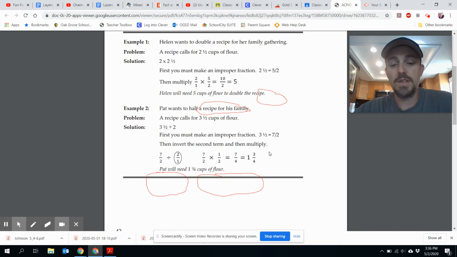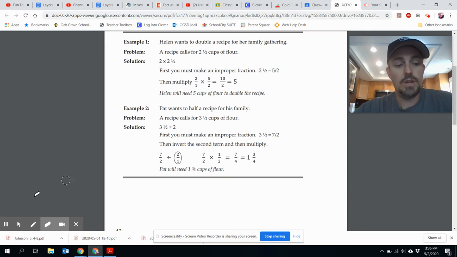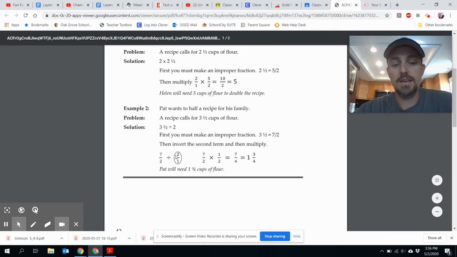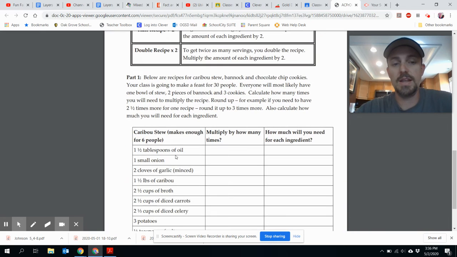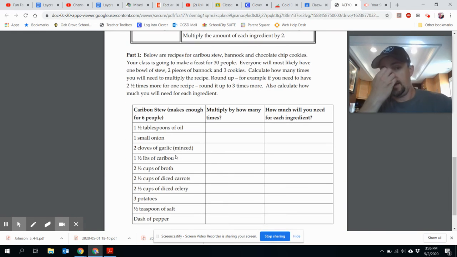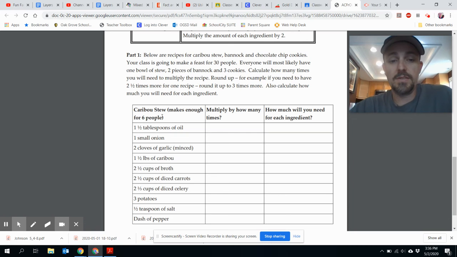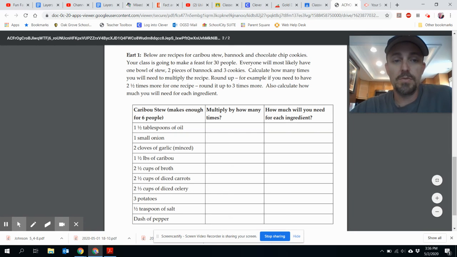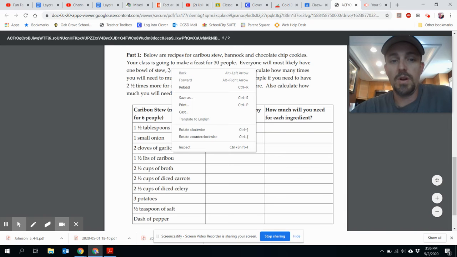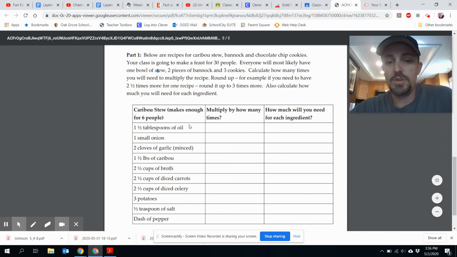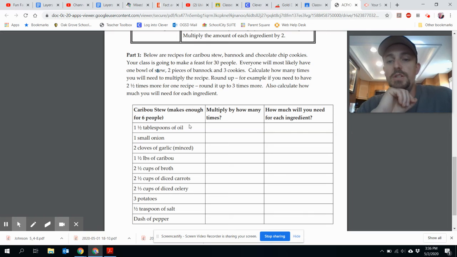Okay, now the next thing we're going to do is move on down to the next set of problems on your practice set. Okay, and your practice set is right down here. Caribou stew makes enough for 6 people. But take a look at your directions up here, right? Part 1. Below are recipes for caribou stew. We're going to skip the bannock and chocolate chip cookies for now. We're just going to focus on the caribou stew one.